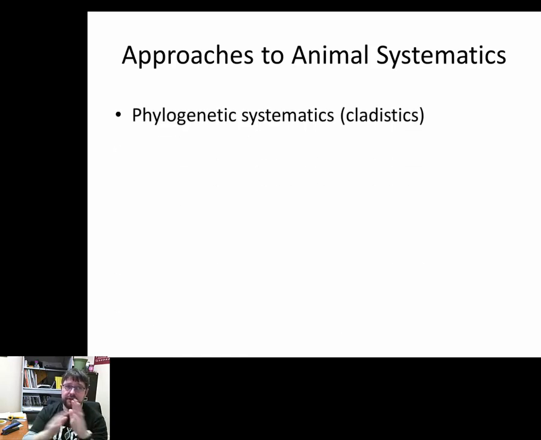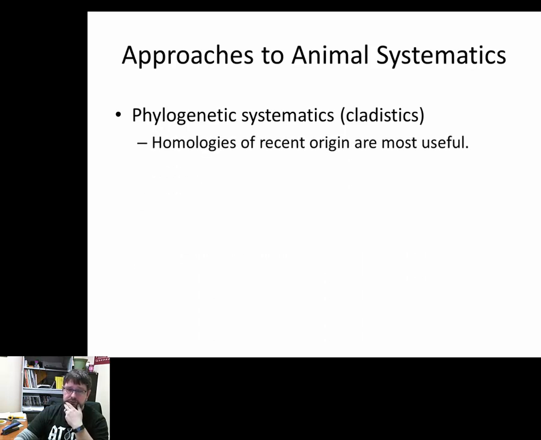Okay? So again, like I said, the traditional way to do systematics was to look purely at morphology. Now the approach is more inclusive to look at phylogenetics, which could also look at morphology and physiology and behavior, but it also has, the majority of the time, some genetic component to it. So now you're looking at homologs or homologous traits. You're looking at how they relate, but often you're also looking at maybe the genetics or the genes that can control for those traits.